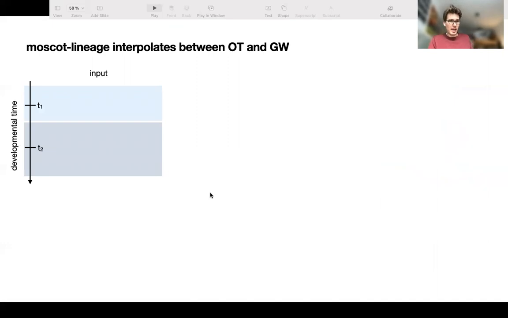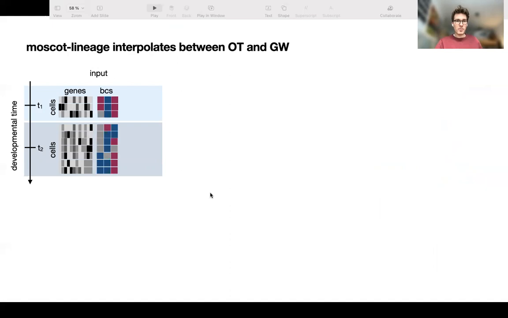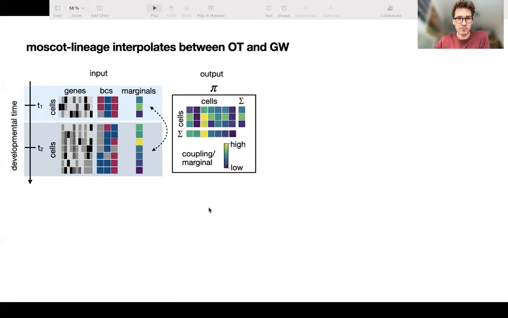So let me recap what we have. We have two time points. We have gene expression from both time points, as well as barcodes and marginals. And these marginals basically could reflect uncertainty we have about cells or just any weighting. If we don't know anything about them, we just put them to uniform. What we want as an output is this coupling matrix pi that tells us which cell from the earlier time point, they would be in the rows here, is linked to which cell in the later time point T2.